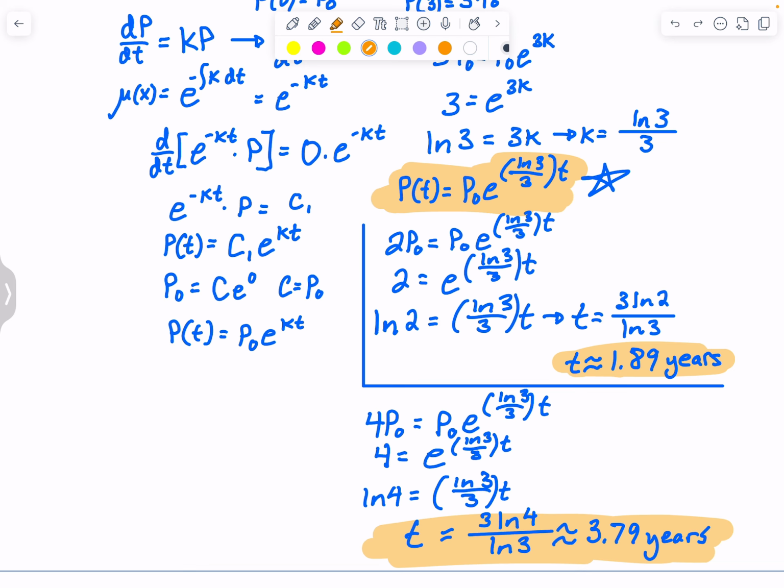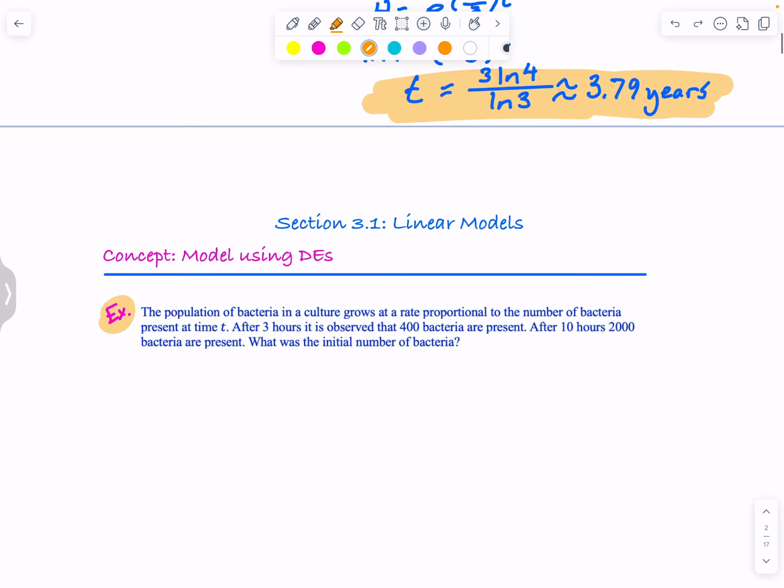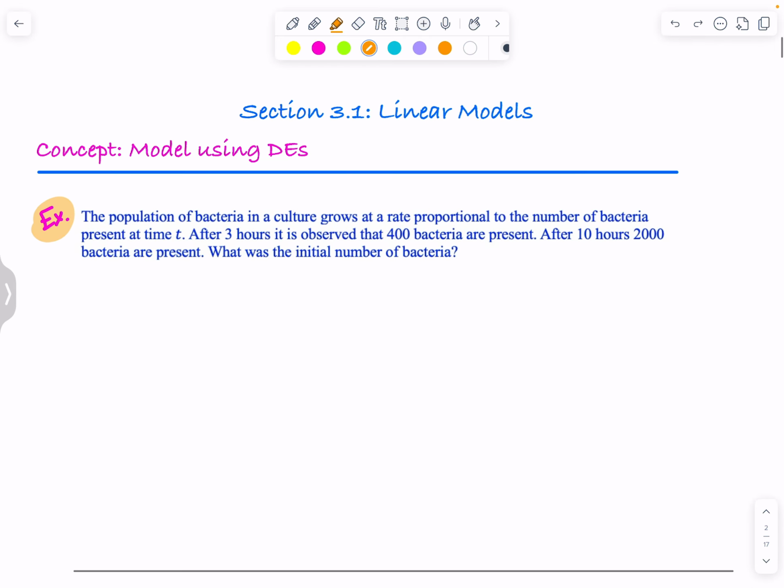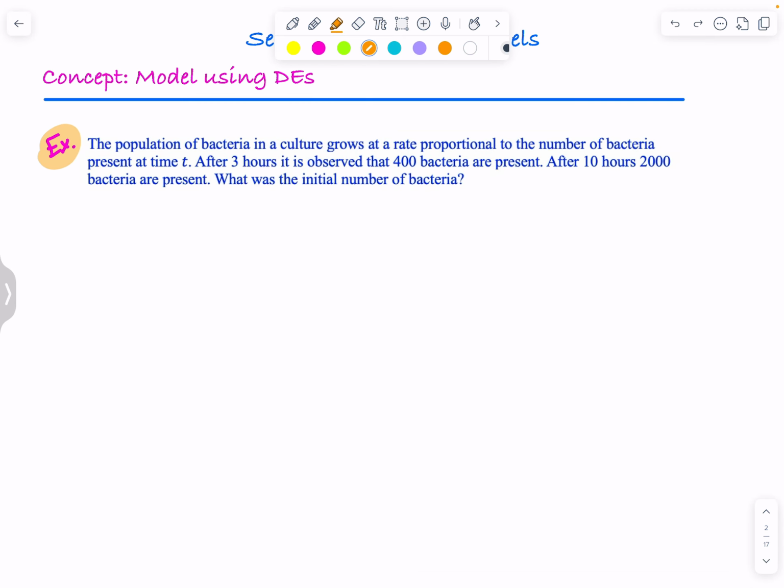Now we're going to talk about population of bacteria. So on this next page, the population of bacteria in a culture grows at a rate proportional to the number of bacteria present at time t. So this phrase right here, grows at a rate proportional to the number of bacteria, or the culture population, tells me to use this model. So I'm going to write down the model, and what are we going to call this? Is it population? Yeah, so dP/dt is directly proportional to the population.